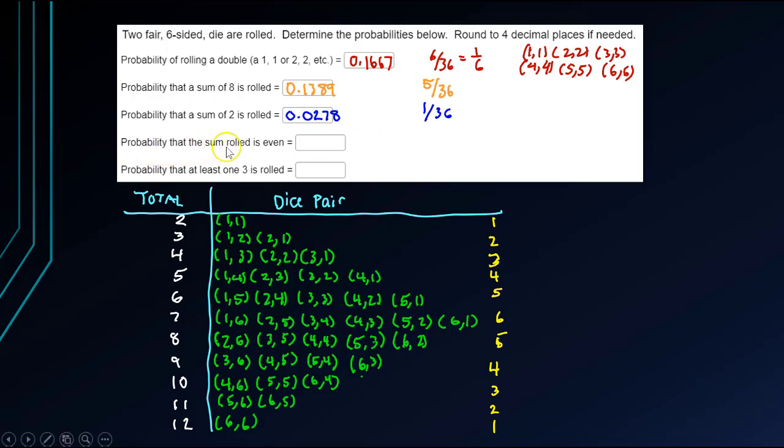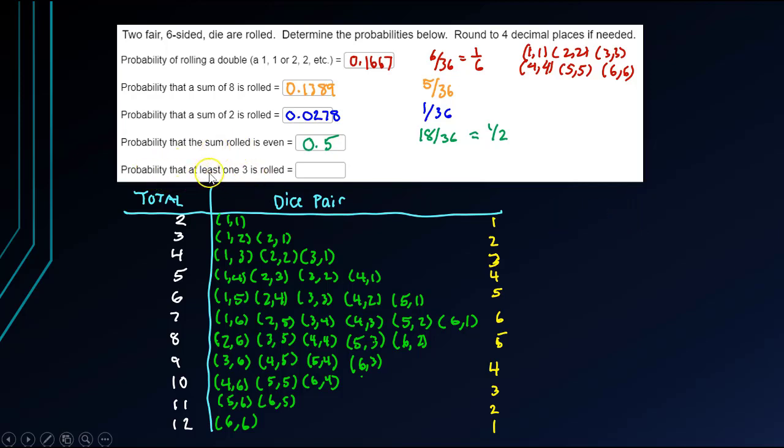The probability the sum rolled is even. So I'm only going to count the 2, the 4, the 6, the 8, the 10, the 12. So I'm adding the 1, the 3, the 5, the 5, the 3, and the 1. That's 18 out of 36, which is 1/2, which is 0.5.